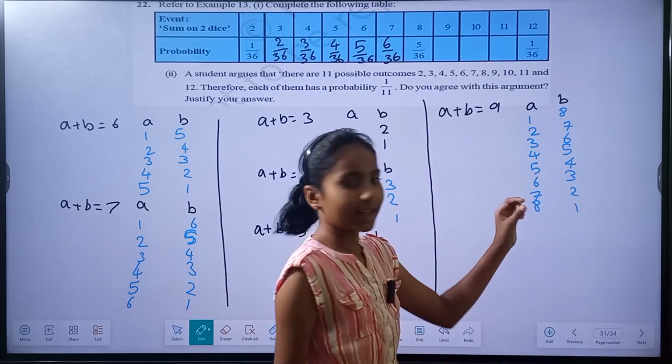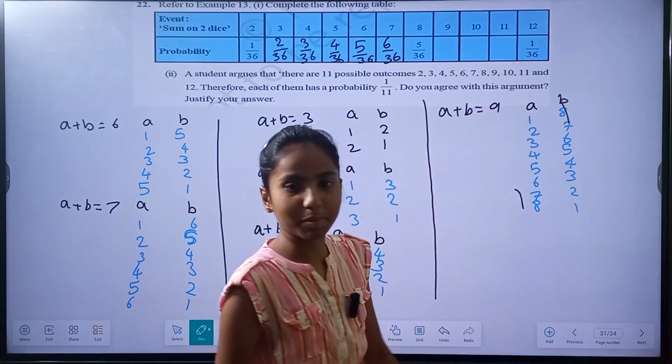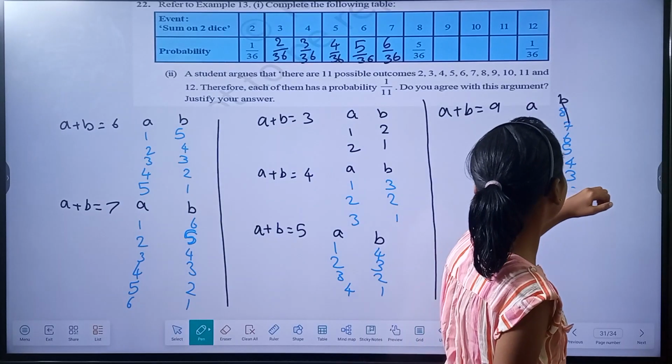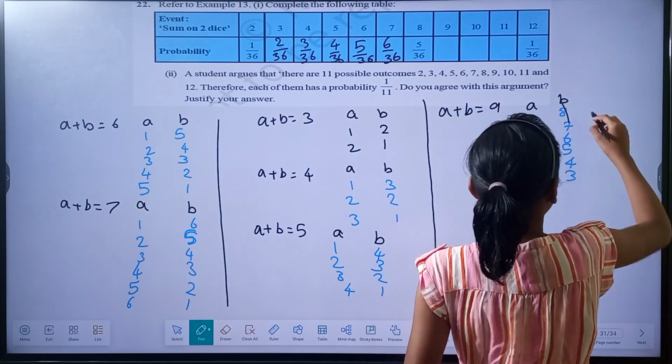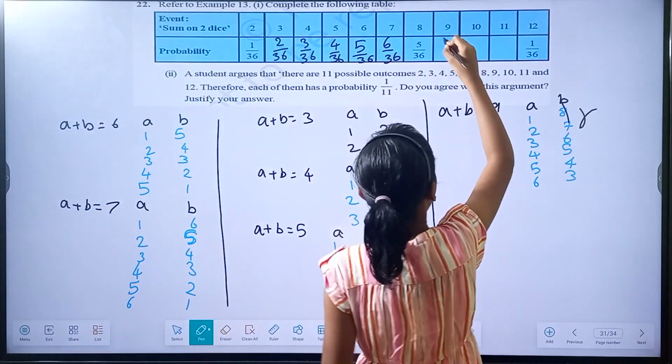Alright, and so over here we have these both are not possible. Guys, we are having up to 6 only. This is not possible. These are not possible. We have four possible outcomes. 4/36.